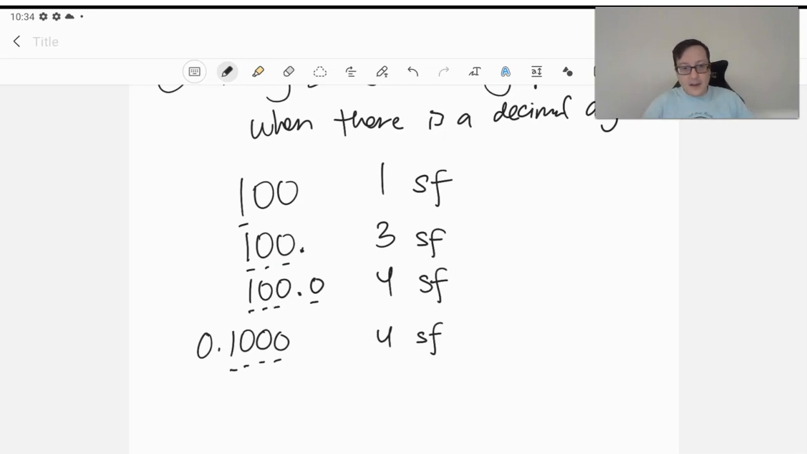So I'm underlining the significant figures here. The 0 at the start never does. Zeros at the end do if there's a decimal somewhere in the number. Doesn't matter where the decimal is. If there's a decimal written, that means trailing zeros are significant. And so once we have learned to count the number of sig figs, we'll be able to do math.